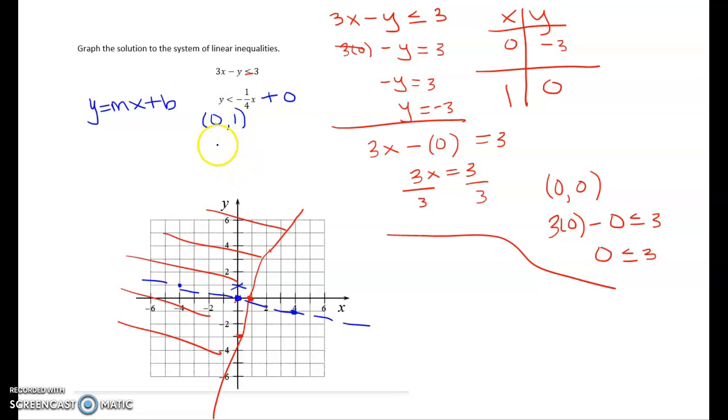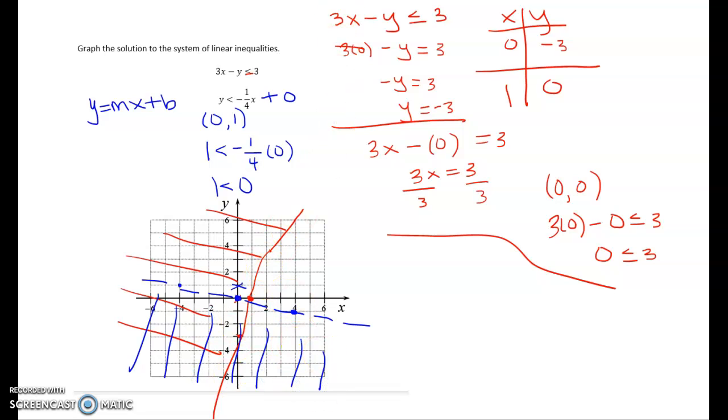So let's try that. We put in 1 for y is less than negative 1/4 times 0. So basically 1 is less than 0. Is that true? Well, no, it's not true. 1 is not smaller than 0, so we don't shade that side. We're going to shade the opposite side.